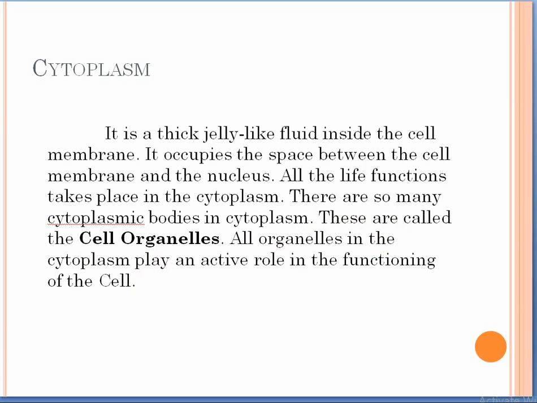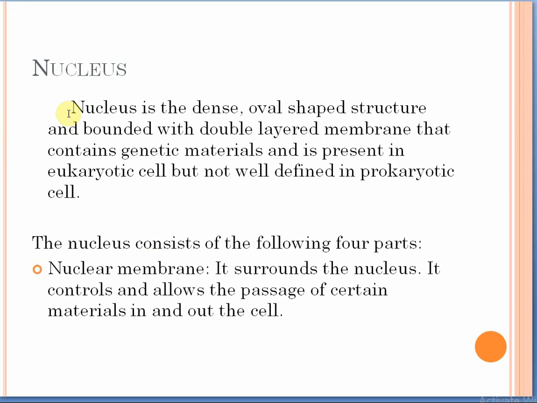Then the next one is the nucleus. The nucleus is a dense oval-shaped structure bounded with a double-layered membrane that contains genetic material, and it is present in the eukaryotic cell but not well defined in the prokaryotic cell. What is this nucleus? It is a dense oval-shaped structure, bounded by a double-layer membrane which is called the nuclear membrane, that contains the genetic material.